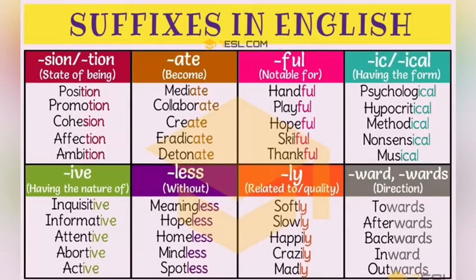Take a look over here. Here's a list for you of suffixes that we use in everyday life. The most commonly used suffixes are -tion, -ate, -ful, -ic, -ive, -less, -ly. These are the suffixes we add to the end of the word to make it a suffix word.